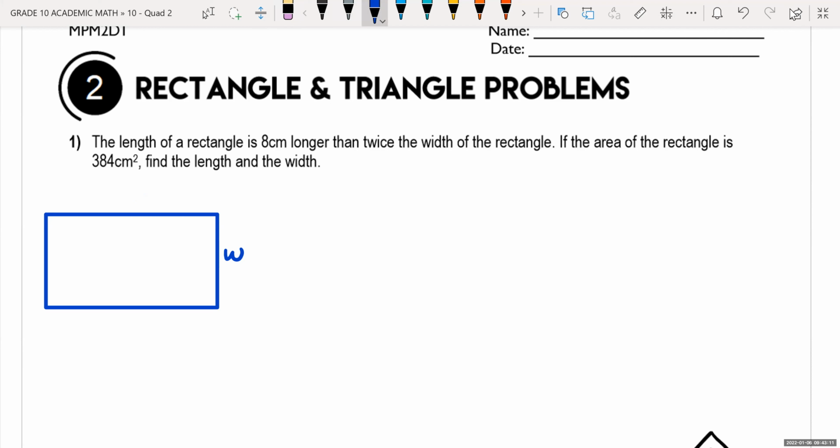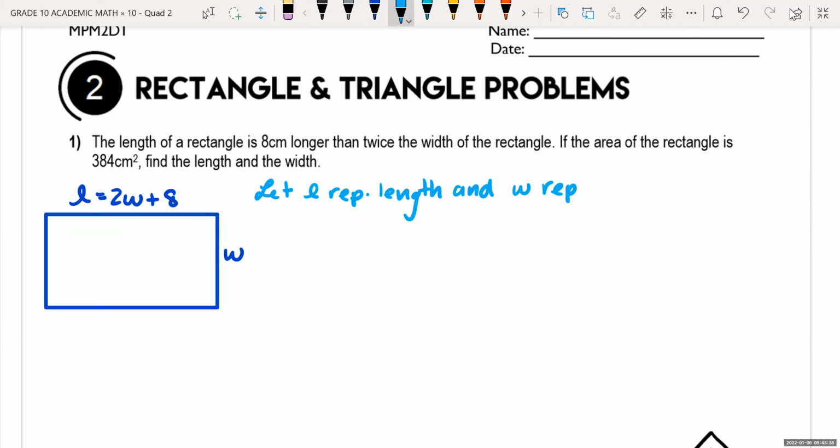Just going to center that. So the length is going to be 2W plus 8. That is representing 8 centimeters longer than twice the width. You could have written it as 8 plus 2W as well. All right, so now I've kind of figured out where everything is going. I need a let statement. My let statement is going to be let L, it's just the usual one. So let L represent length and W represent width.